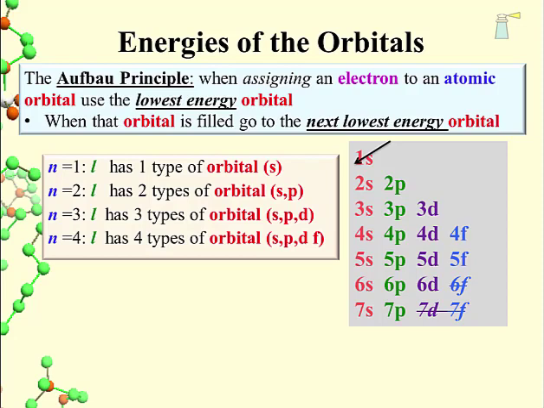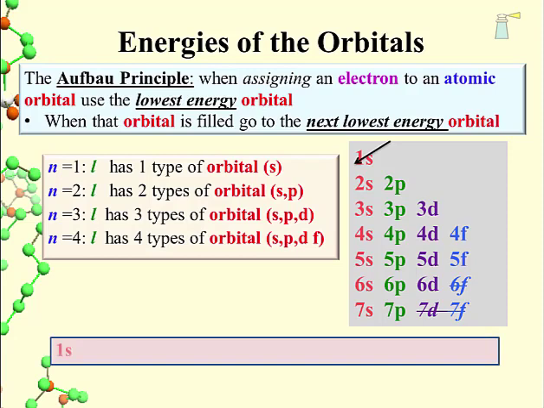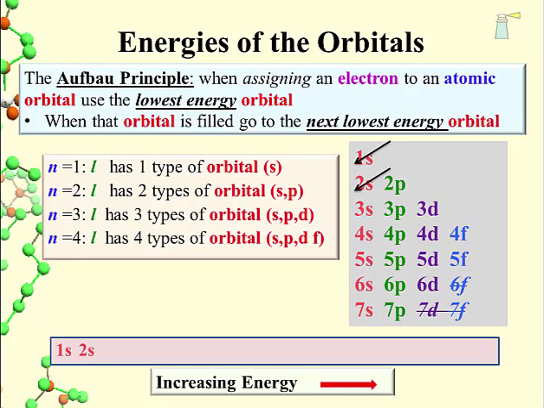The first arrow passes through the 1s orbital. It is our lowest energy level orbital. Let's begin a list of orbitals that arrows have crossed through. The orbitals will be listed by increasing energy. The second arrow is parallel to the first. It only goes through 2s.